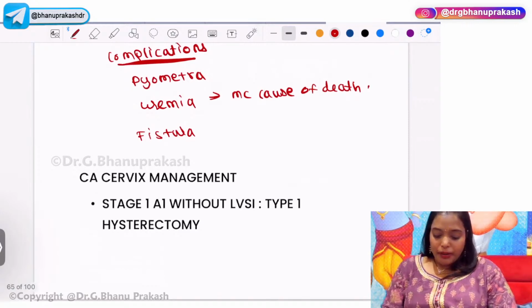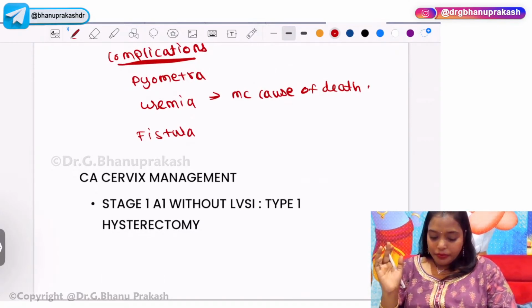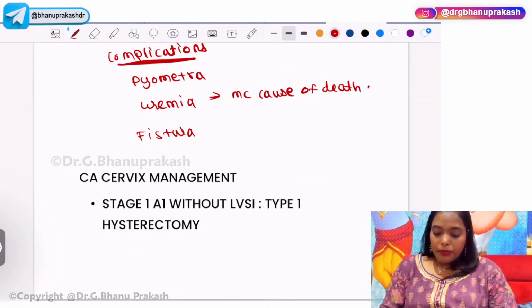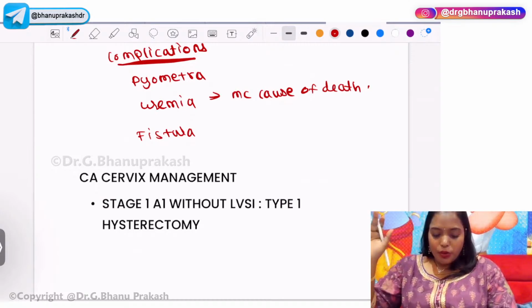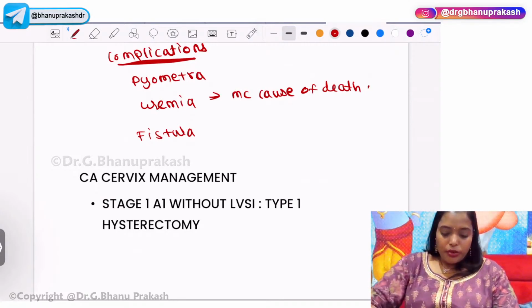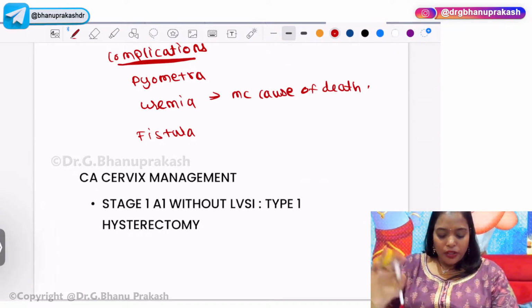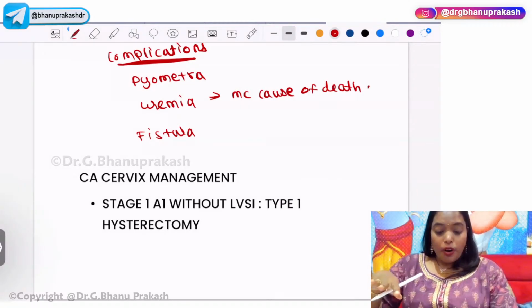Staging and management. CA cervix is clinically staged, but recent guidelines have told that you can use anything to diagnose it, but you have to diagnose it properly. This is the most important, because you tend to get questions on CA cervix.